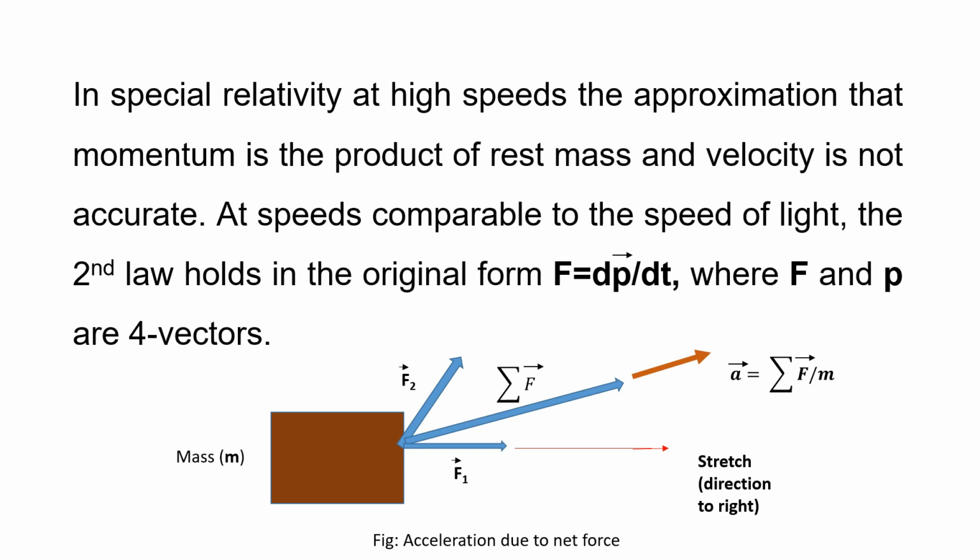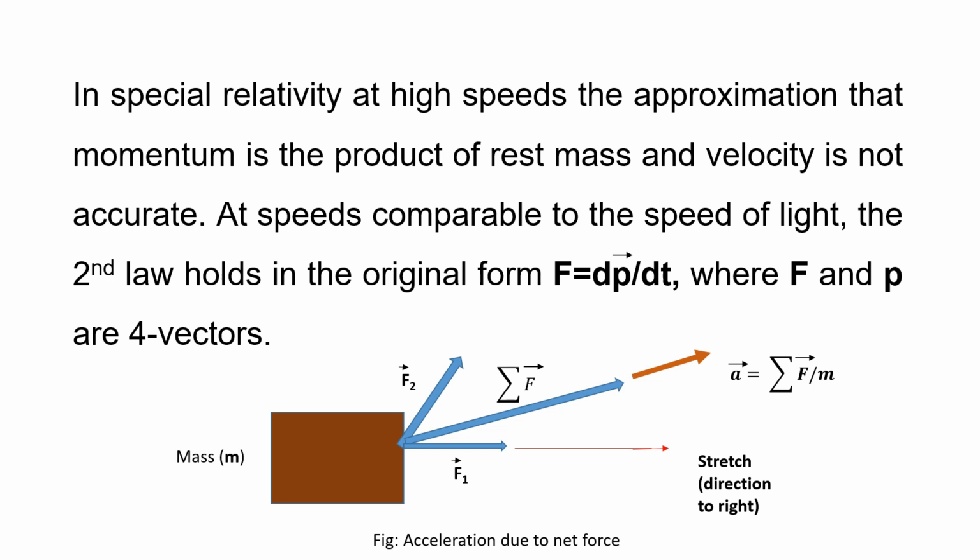As in special relativity, at high speed the approximation that momentum is the product of mass and velocity is not accurate. In a simple way, we say that momentum is equal to mass times velocity, but if we are dealing with high speed objects, as the speed approaches the speed of light, in special relativity the momentum is not directly equal to the product of mass and velocity. The second law holds in its original form, F is equal to dp over dt, where F and p are four vectors.